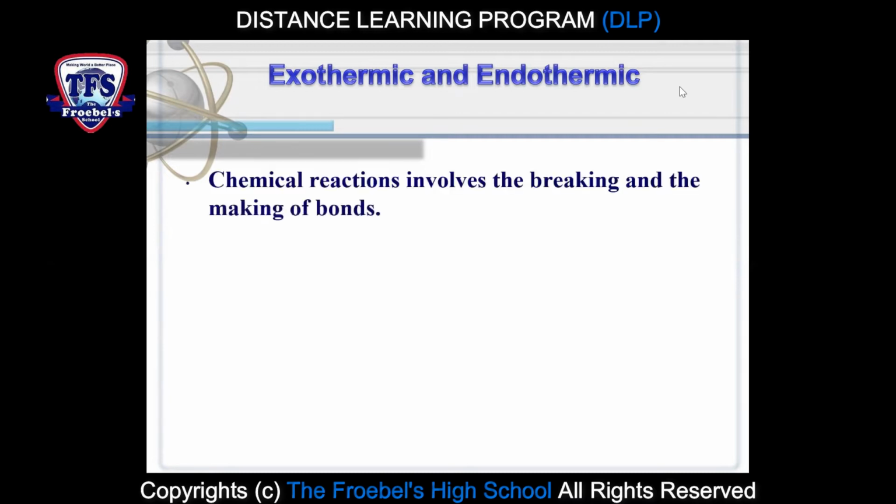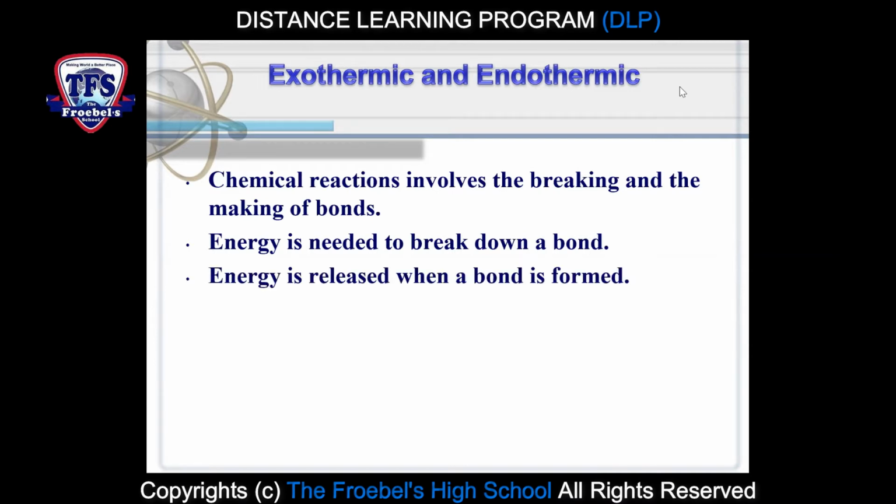In exothermic reaction, chemical reactions involve the breaking and the making of bonds. There are two processes in a chemical reaction. The bonds of reactants are broken and new bonds are formed to form products. So energy is always needed to break down a bond. Whenever the bonds of reactants are broken, we need an amount of energy. And when the bonds are formed, the energy is released. So bond breaking needs energy, and bond formation releases energy.